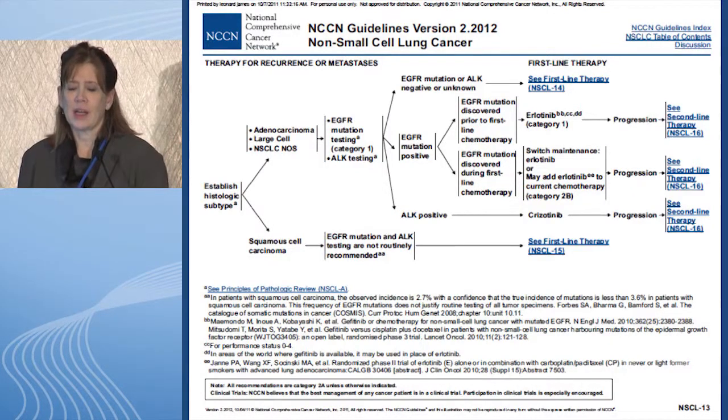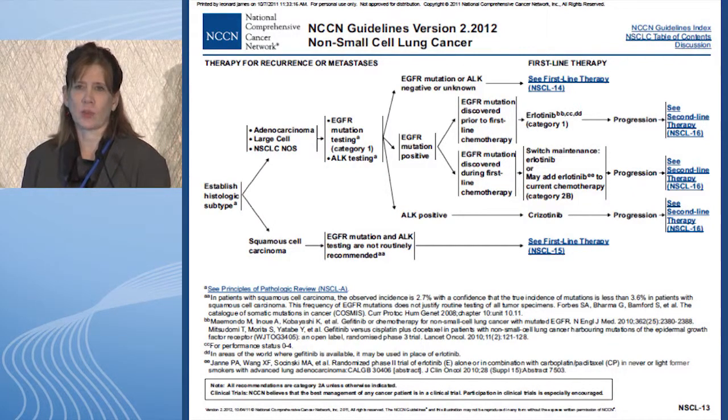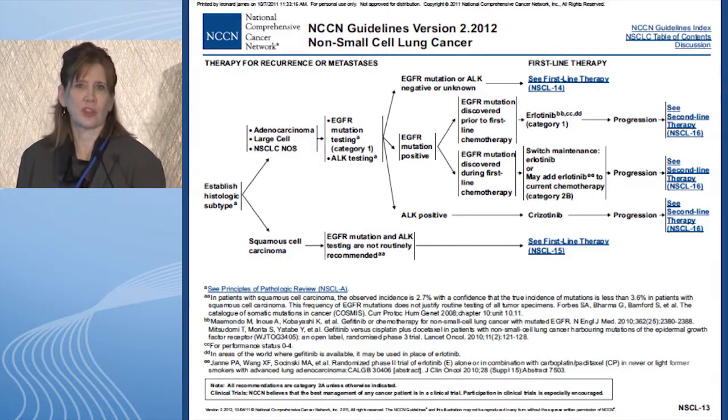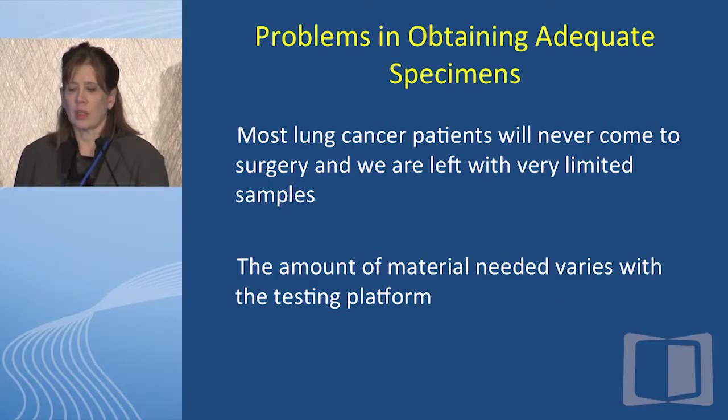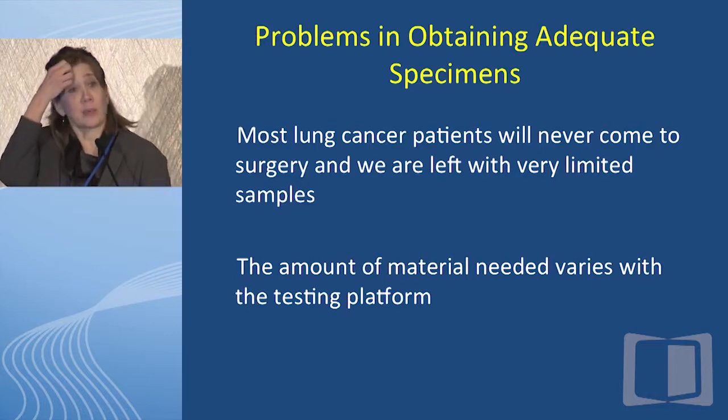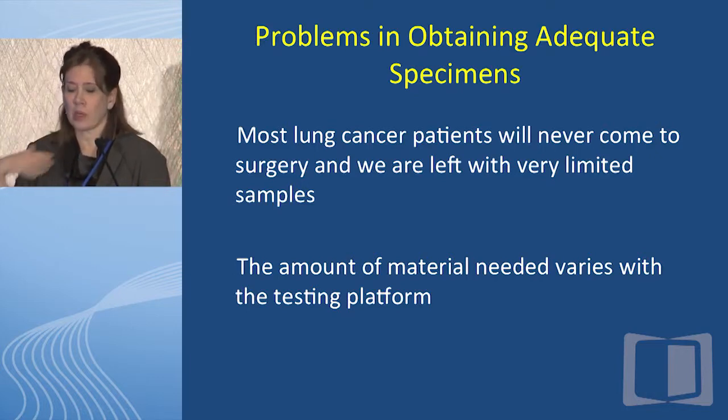If you look at the NCCN guidelines, these happen to be the 2012, and I'm aware that there's a 2014 version. You see that the first thing that we're told to do is to establish the histologic subtype. And yet we're looking at recurrent or metastatic disease. And very seldom is there sufficient tissue to give a very good histologic subtyping. So what they're really trying to say to us without realizing is establish the cytologic subtype, because most of these specimens are actually cytology or small biopsy specimens. So there are problems in obtaining adequate specimens. I think we could talk about those problems for a long time.